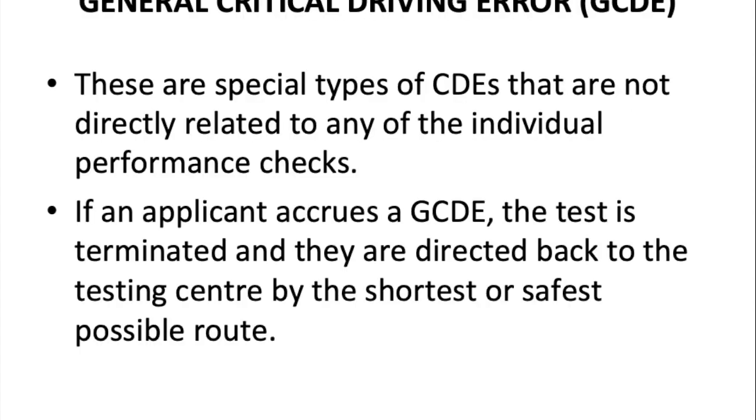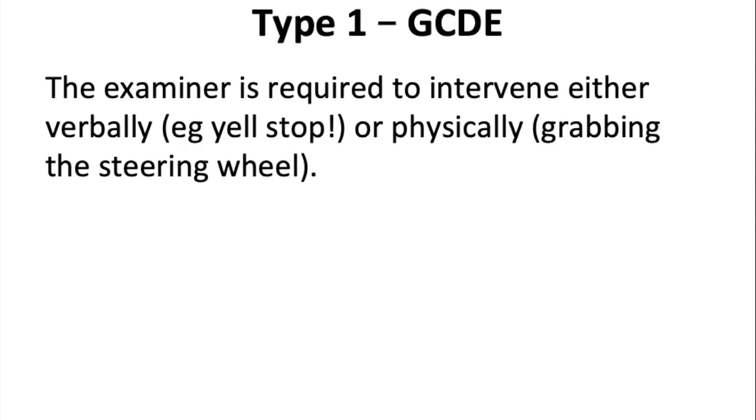General critical driving errors. These are special types of critical driving errors that are not directly related to any of the individual performance checks. If an applicant accrues a general critical driving error, the test is terminated and they are directed back to the testing centre by the shortest and safest possible route. The examiner is required to intervene either verbally, e.g. yell stop, or physically grab the steering wheel.